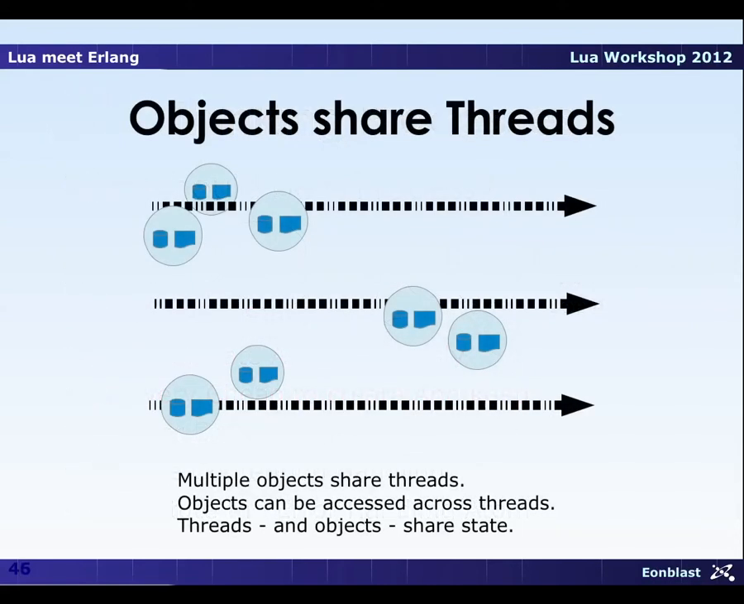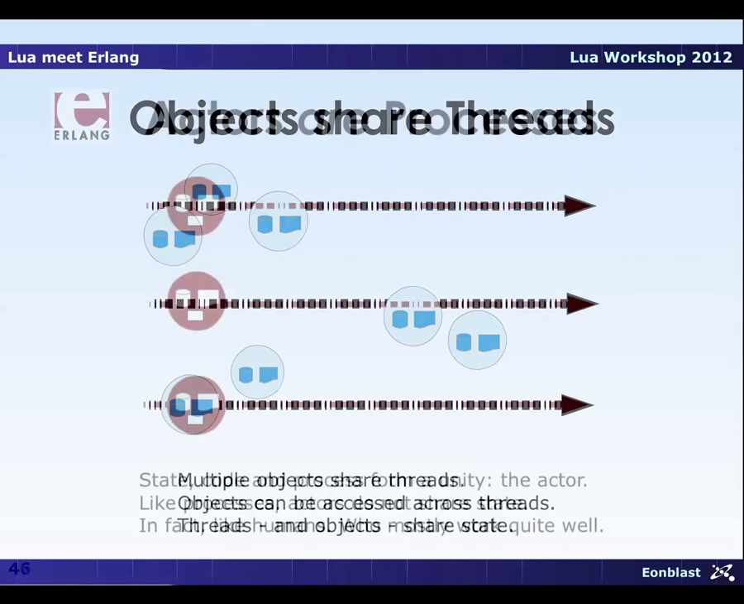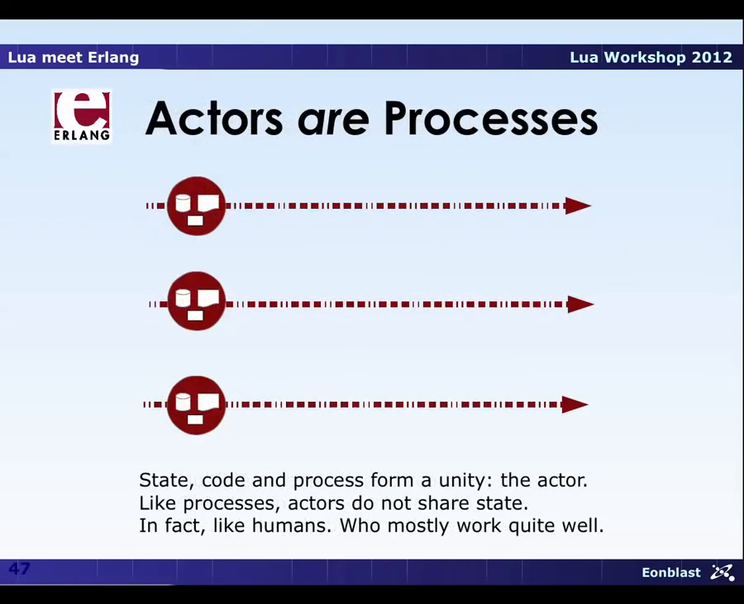If you compare the processes of Erlang with objects in, for example, Java, you would have maybe an architecture that looks like this in an object-oriented language. You have threads, and these threads are populated with individual objects. In Erlang, each actor is a process. And of course, each Luerl state machine is its own actor and its own process.